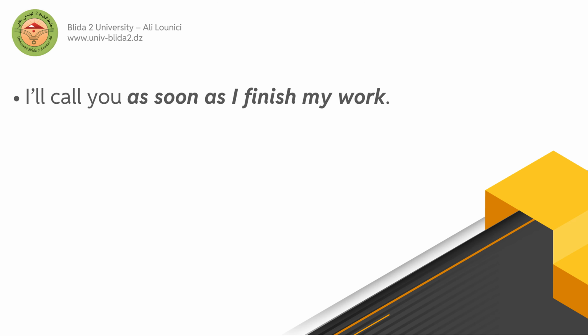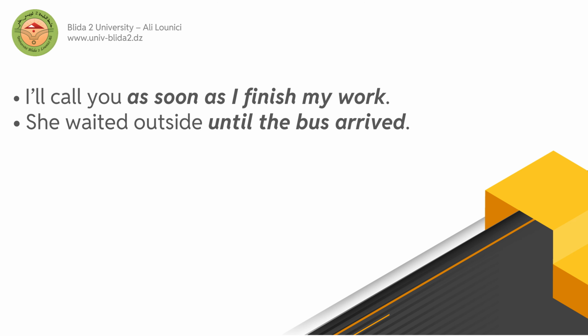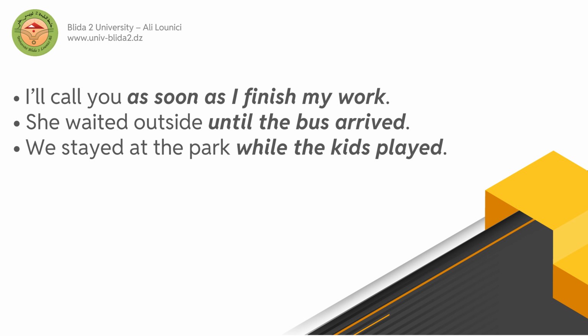In the second example: she waited outside until the bus arrived. In this sentence, she stayed outside the whole time before the bus came. The time clause until the bus arrived tells us how long she waited. Now, the third example: we stayed at the park while the kids played. Here, both things were happening at the same time. The kids were playing, and during that time, we stayed at the park. The time clause helps show that both actions happened together.